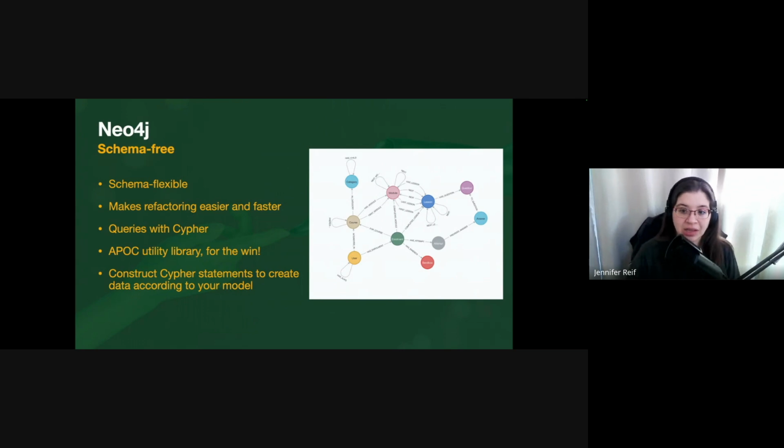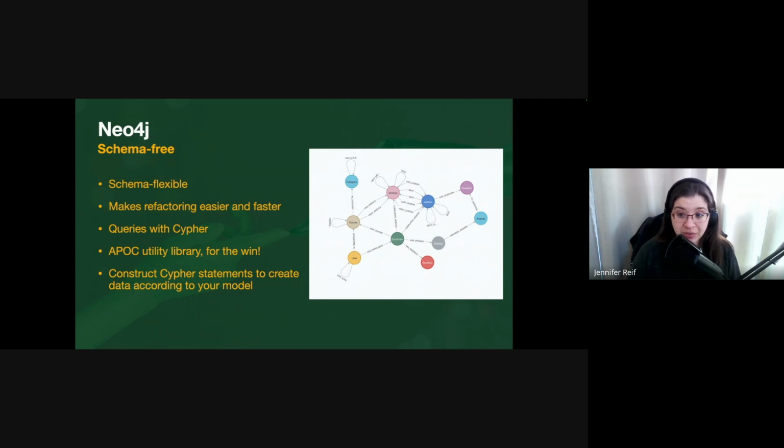So Neo4j will allow you to drop data in, which makes it super flexible. It also makes it very easy to refactor later on. So if your data model changes or new data comes in and you need to add additional entities or relationships, it's very easy to make that transition. You just kind of migrate the data into that new format, and you're off and running again.